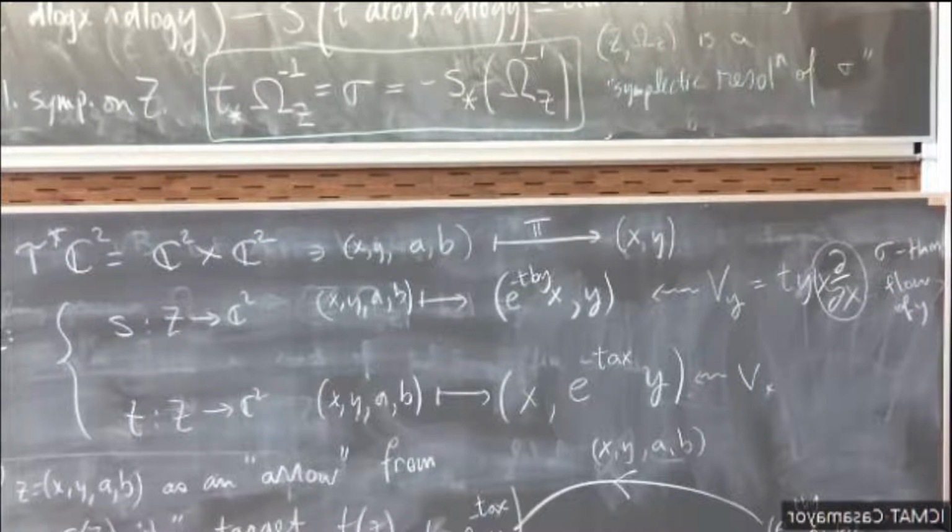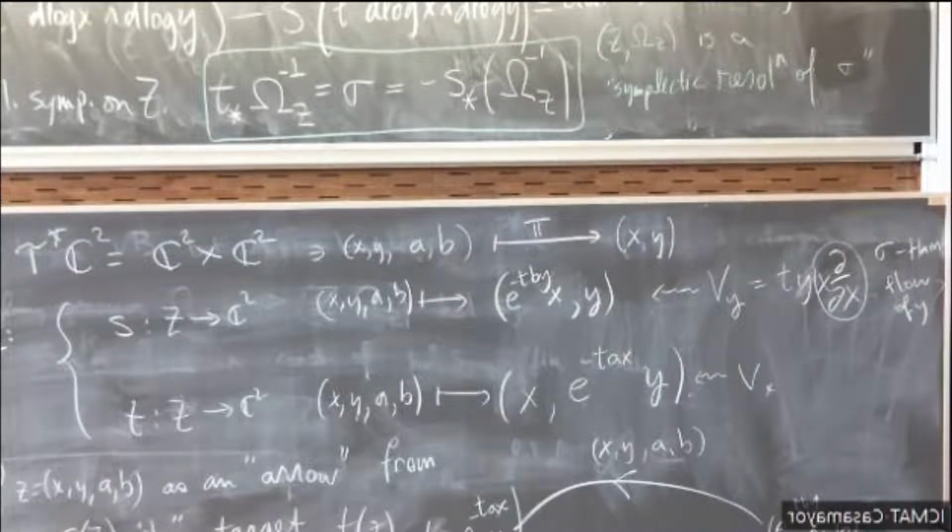And the source map has fibers. It's a submersion, so it has nice submanifold of dimension 2 fibers. And the target map also has fibers. And the point is that these two maps are Poisson maps from this non-degenerate Poisson structure to this degenerate Poisson structure. Okay, and so you can think of this as a symplectic resolution in the sense that you resolve the nastiness of the Poisson tensor.